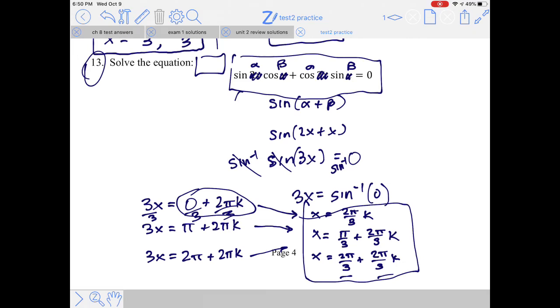Yeah, because x equals, like for this one, for example, x equals pi thirds plus 2 pi over 3, by changing the value of k from k equals 0 to 1 to 2 to 3 to 4.